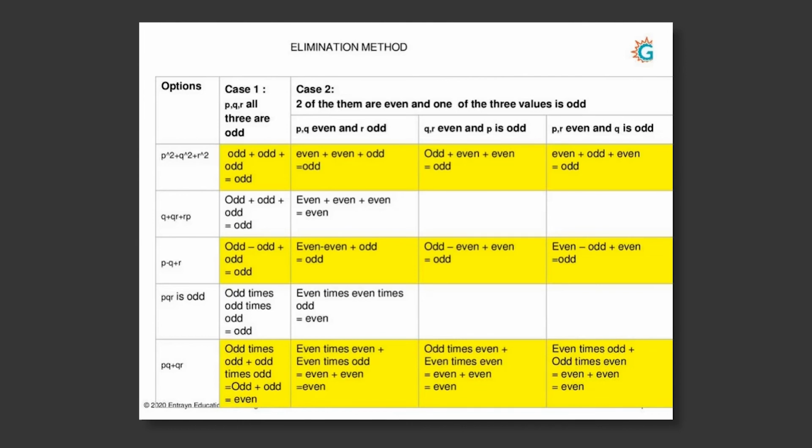You get my point? Again, P plus Q plus R, by the same logic, all these cases, it gives you an odd number. So this has to be an odd number. PQR is odd. Second case itself, it fails. Therefore, this is not an odd number.